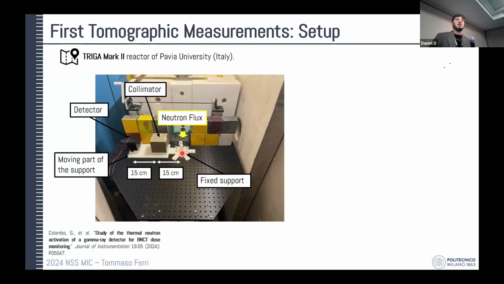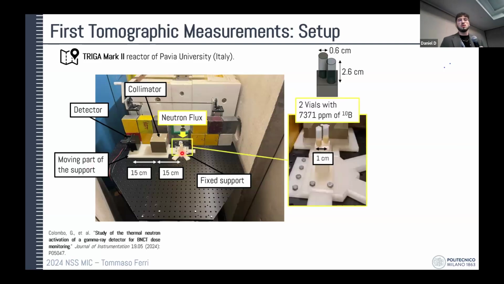Here we can see a fixed support in which we place 2 vials containing 700 ppm of boron-10 in solution with boric acid and water. And those 2 vials are placed at the corner of a 1 centimeter size square and aligned to the neutron flux. Then we apply some lead shielding to lower the background radiation coming from the BSA of the facility. We have a moving support that keeps aligned the detector and the collimator at a distance of 15 centimeters, leading to a total field of view at the vials of 2.5 centimeters.